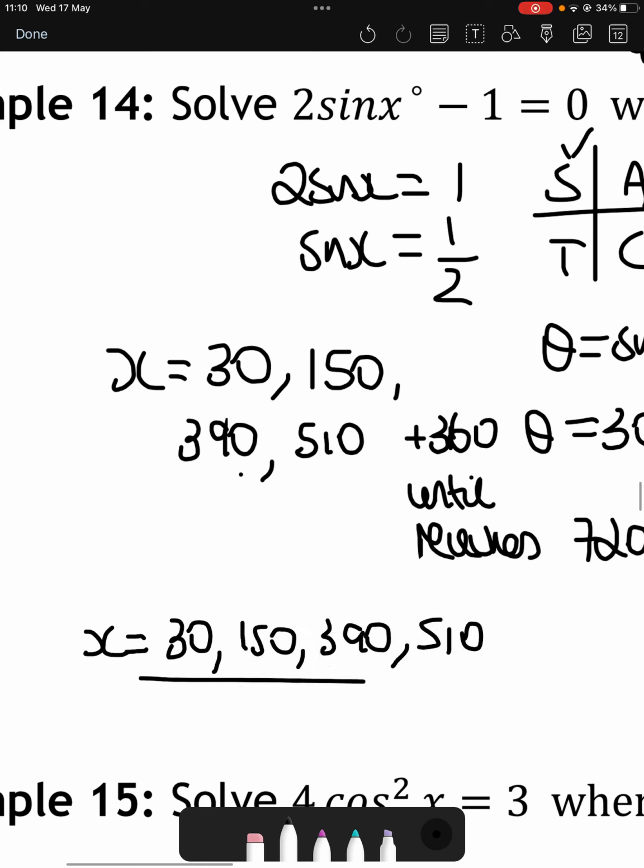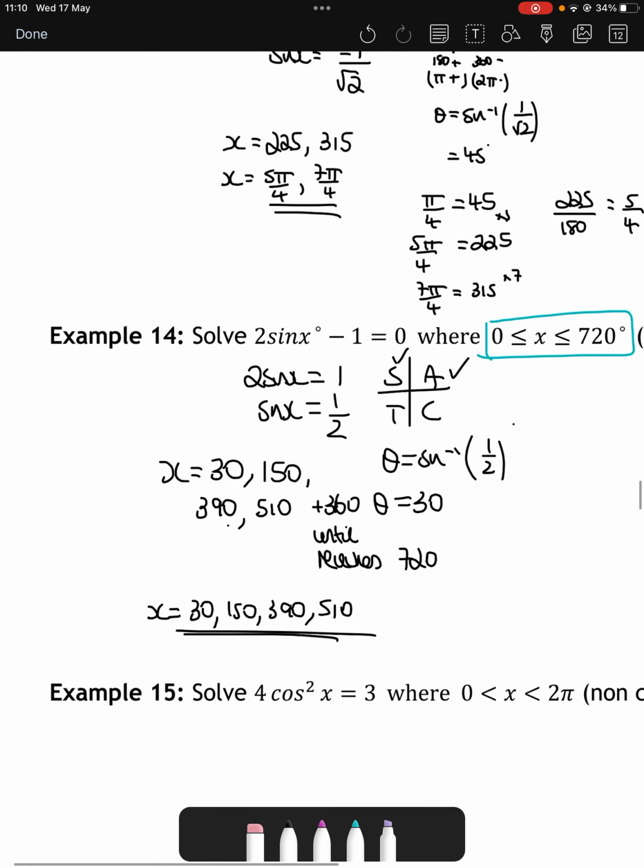So the boundary is important because we're not just always going to be looking at between 0 and 360. We do have to think about what is happening.